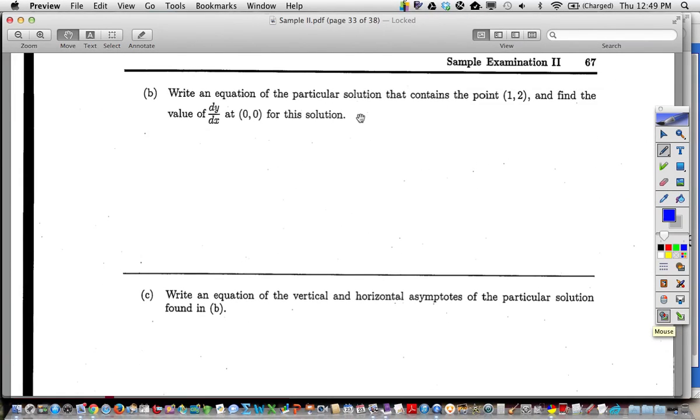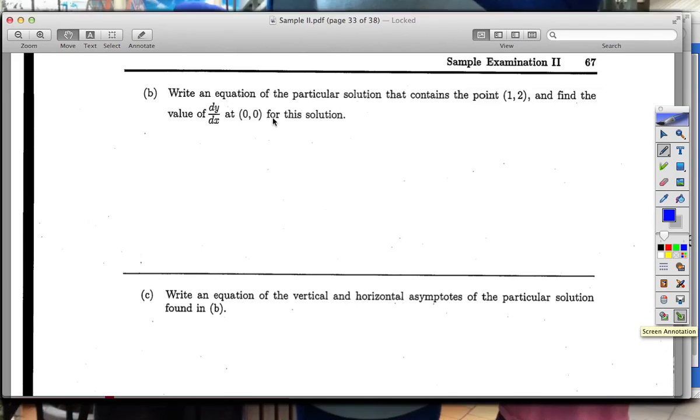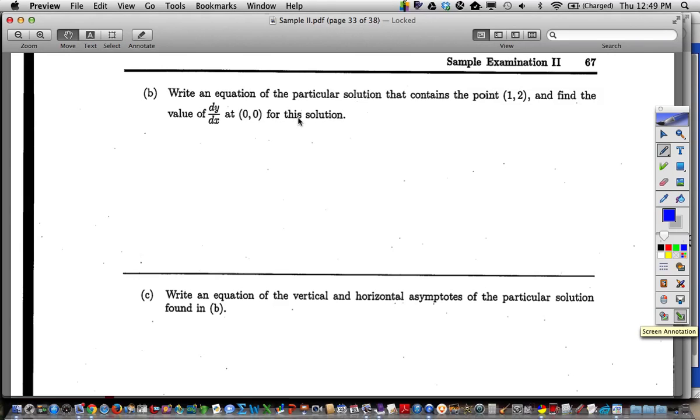Write the equation of the particular solution that contains the point 1, 2, and find the value of y prime at 0, 0 for that solution. Okay, so our solution is y equals x over x plus c. That's called the general solution, if you remember. The general solution. The particular solution is what we're going to get when we do what here?